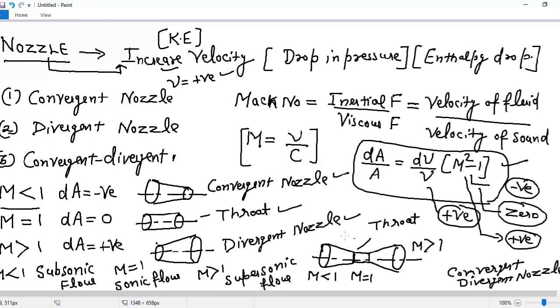Clear? So these are the different types of nozzles, and we can classify them depending upon the Mach number they are having. Clear? So Mach number must be clear to all of you. It is the velocity of the fluid upon the velocity of the sound. Clear? So Mach number, initially I am saying, is less than 1, equal to 1. When Mach number is equal to 1, what I am saying? I am saying that the velocity of fluid is equal to the velocity of sound.